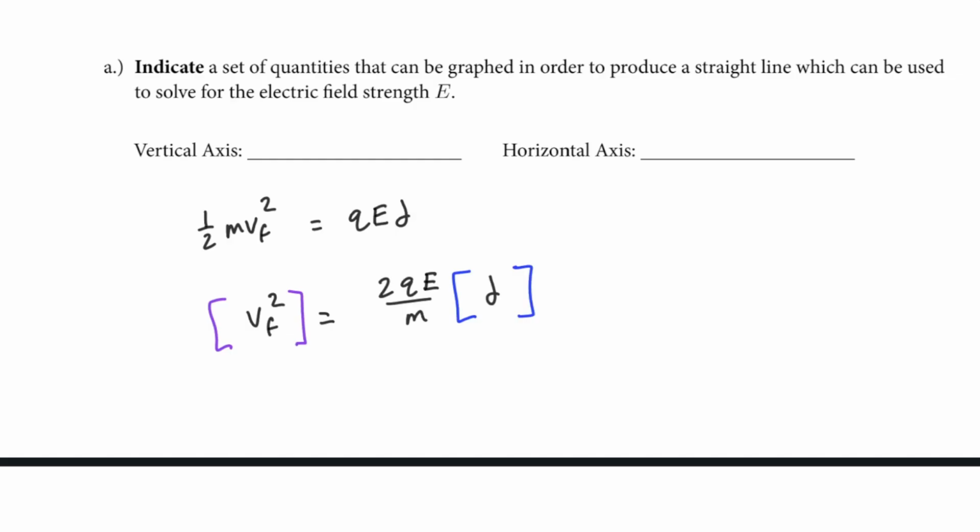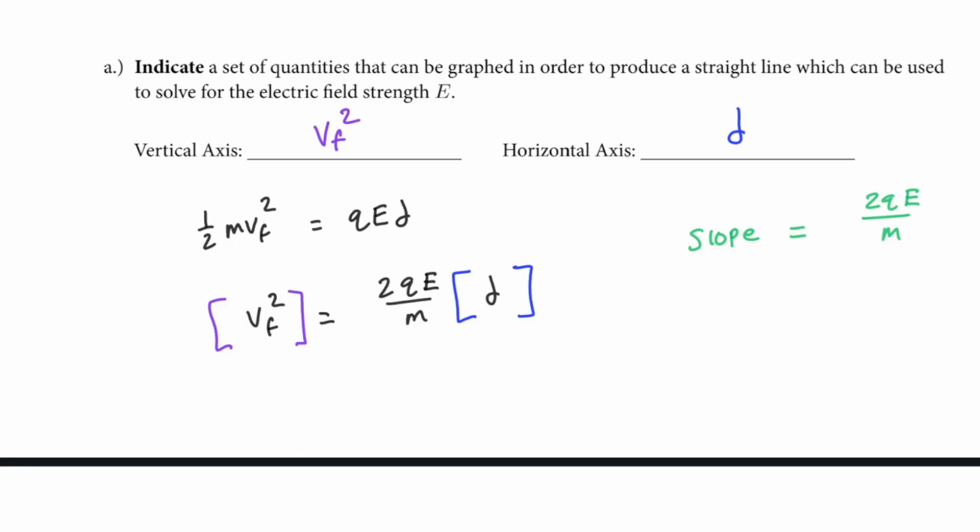So this means that we can graph vf squared on one axis and d on the other. And if we graph vf squared on the vertical, d on the horizontal, this means that our slope is going to be equal to 2 times q times E divided by m. And notice we do know the fraction m over q. So once getting our slope, we just have to do some rearranging to get our electric field.